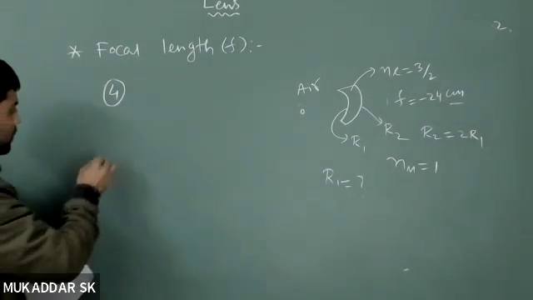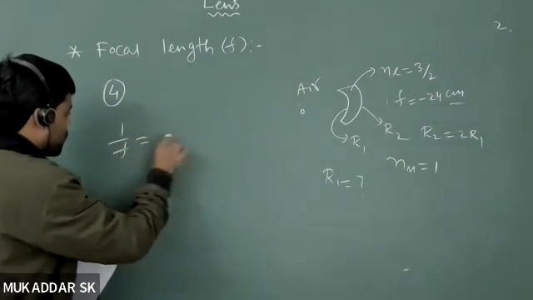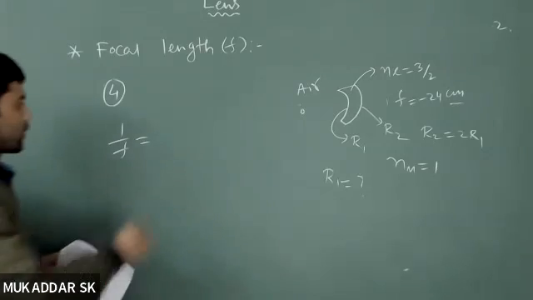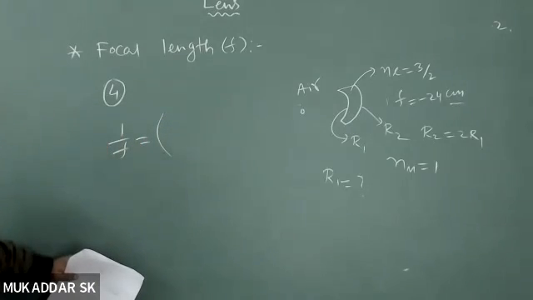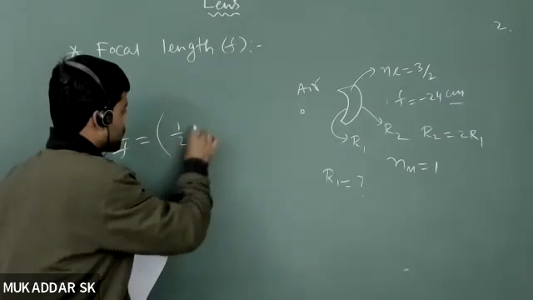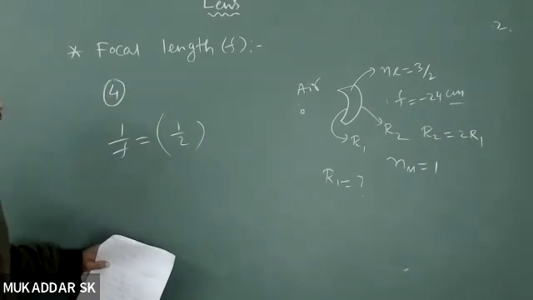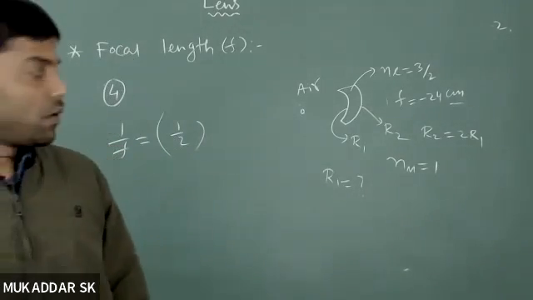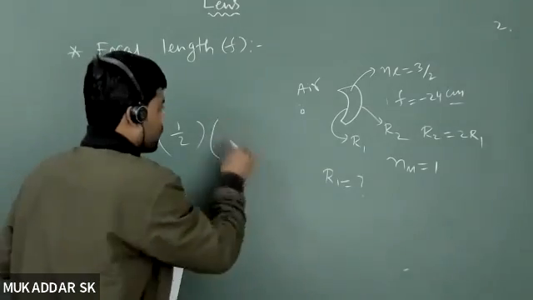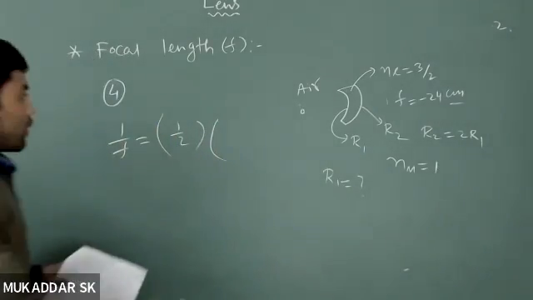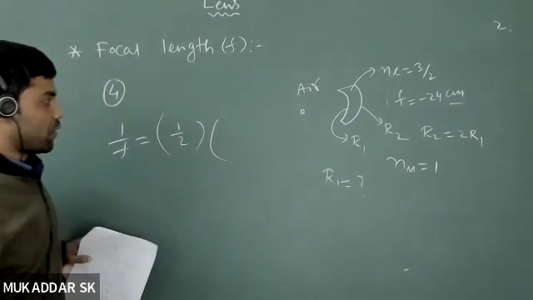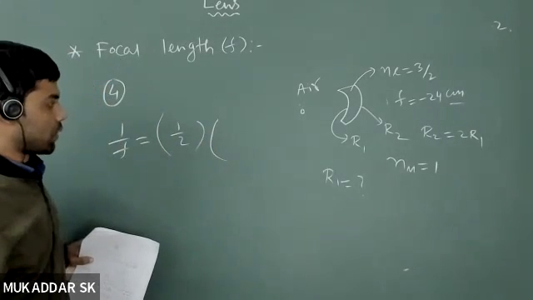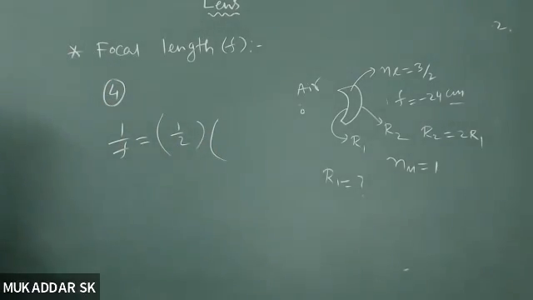So again, I'll use the same formula. 1 by f, that will be how much? -1/24. So that will be 3/2 minus 1, that is (n_L by n_m) minus 1. So 3/2 minus 1 will provide you 1/2. Okay. Now 1 by R1. What will be the value of R1? 5, sir. 5 or minus 6.